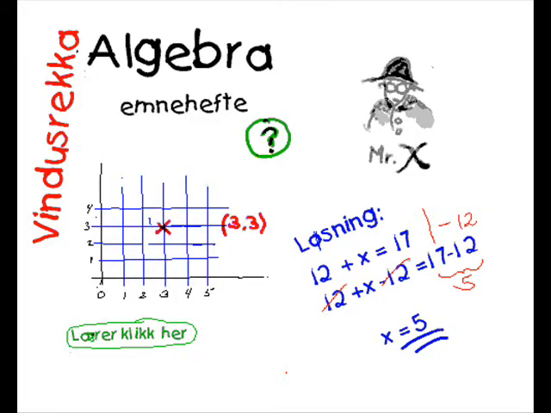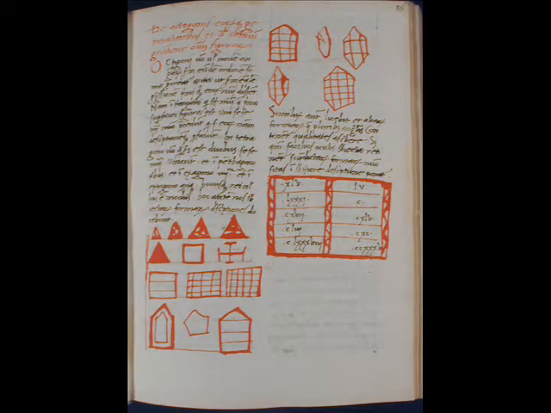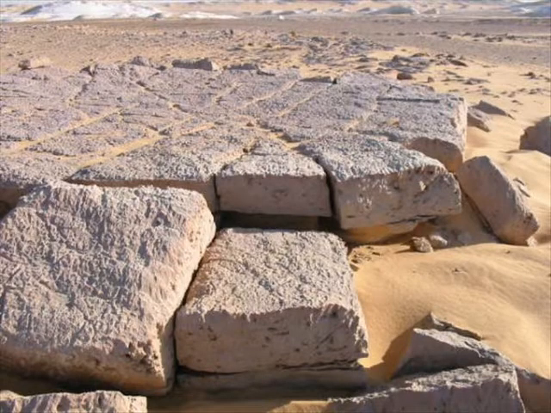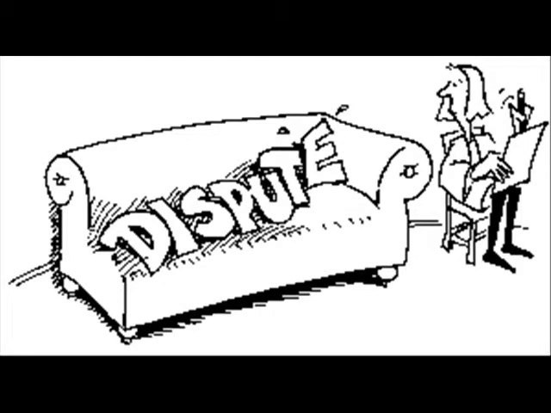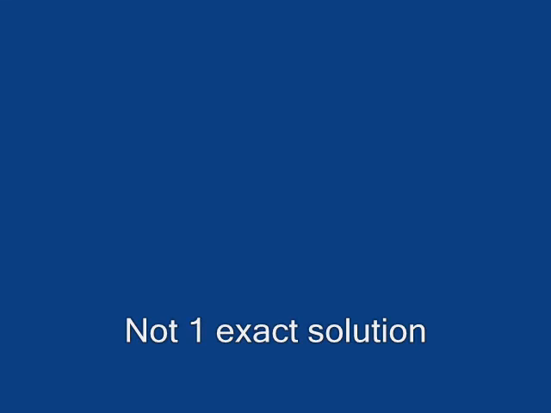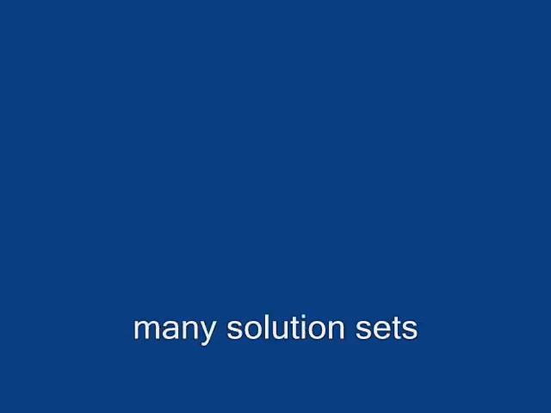He is best known for his Arithmetica, his Diophantine equations, and more recently for the note that was written by Fermat in one of the reprints of his Arithmetica. Since ancient times, there's been much dispute between mathematicians on whether the Diophantine equations are solvable. This process will not yield one exact solution. Instead, there will be many solution sets possible.